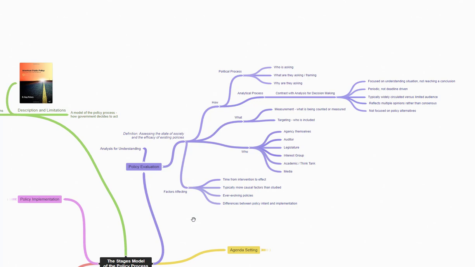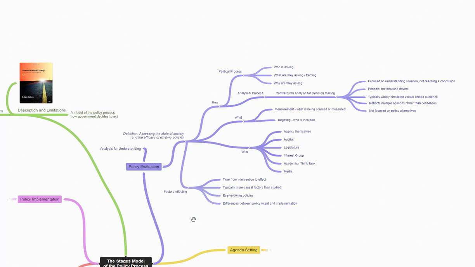Typically, there's lots of causal factors. There are many, many things that cause poverty, for instance, in a society, and the evaluation certainly isn't going to be able to look at all of them. We're also constantly changing policies, and policies are being enacted at local, state, federal levels, and so it's difficult to isolate the effect of one policy versus others.